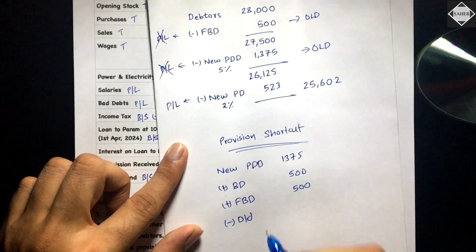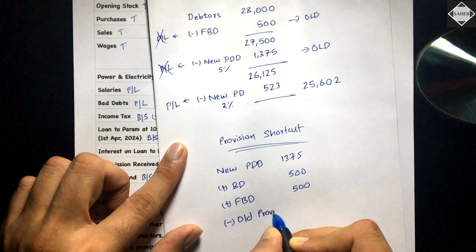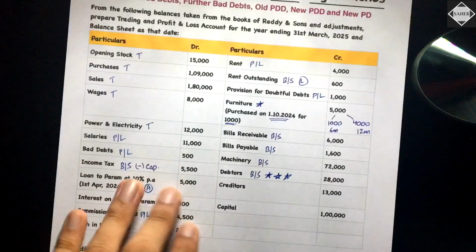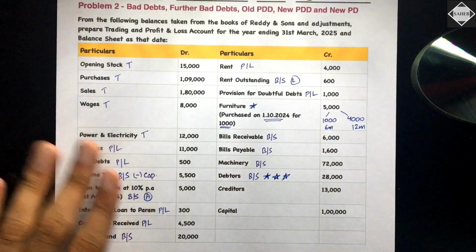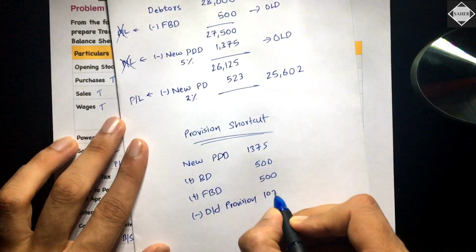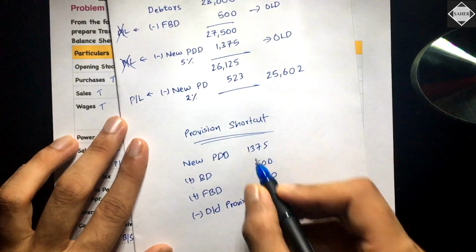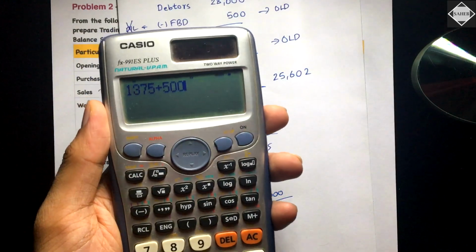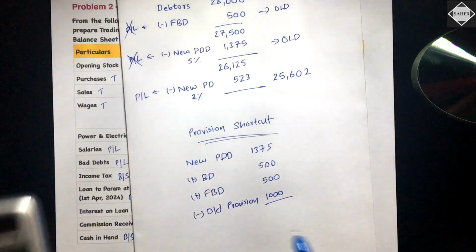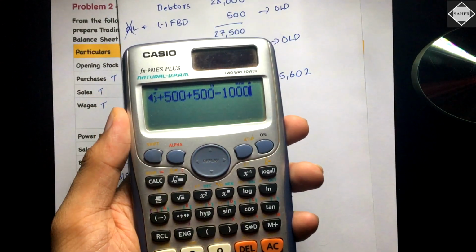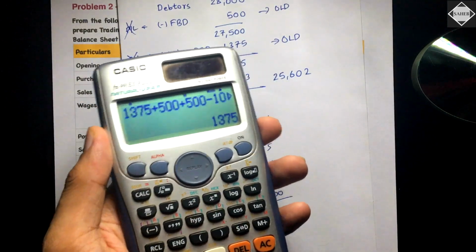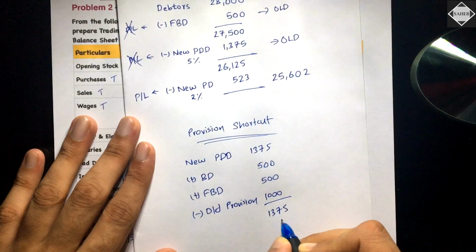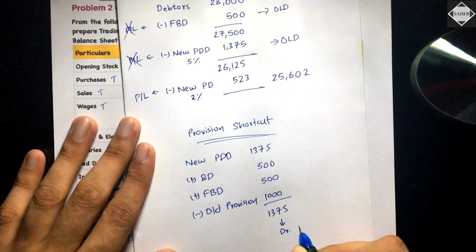These two we have to add and then old provision we have to subtract. Yeah, that's the shortcut. So old provision is how much? Old provision in trial balance is given 1000. So 1000 you will subtract. So 1375 plus 500 plus 500 minus old provision 1000, that is equal to 1375. Is it clear? So 1375 will be debit in P&L.